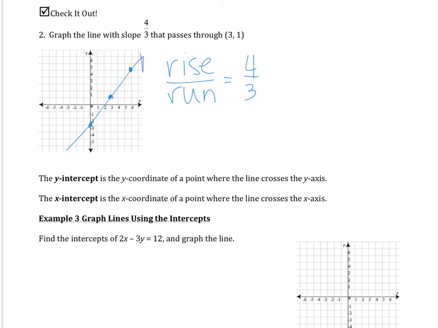So hopefully you plotted the point 3, 1. Notice that the slope was positive, so it needs to look like it's going uphill from left to right. From 3, 1, you can go up 4 over 3, or down 4 to the left 3. We can also graph using intercepts.